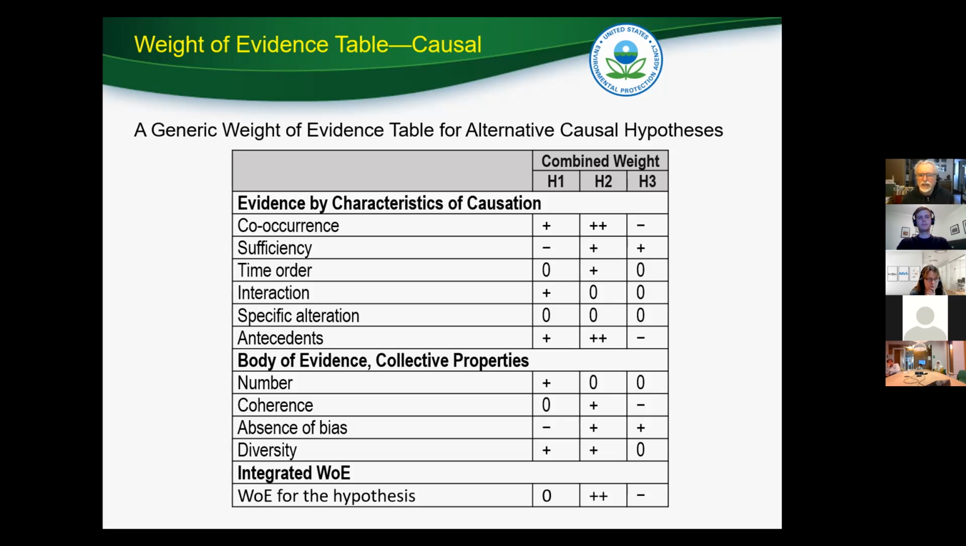And then you integrate down the columns. And once again, this is not adding up pluses, minuses, and zeros. It's making sense of the weights. How much weight do you want to apply to a particular hypothesis? How credible is it? How much confidence do you have that the hypothesis is true given the evidence?